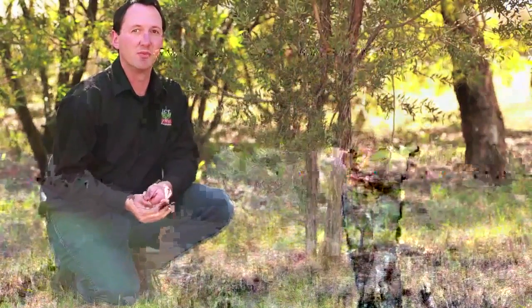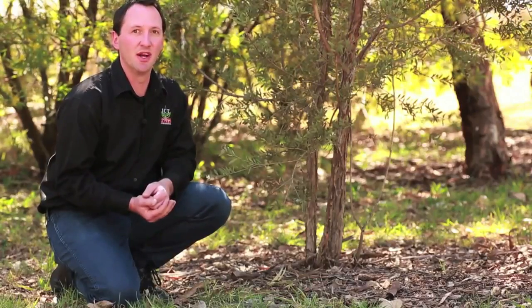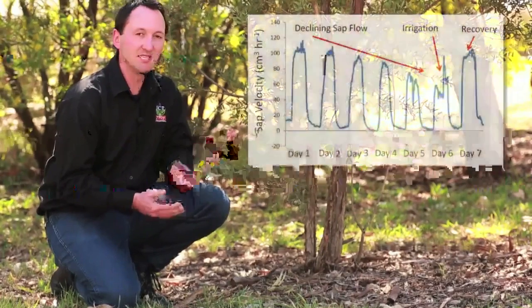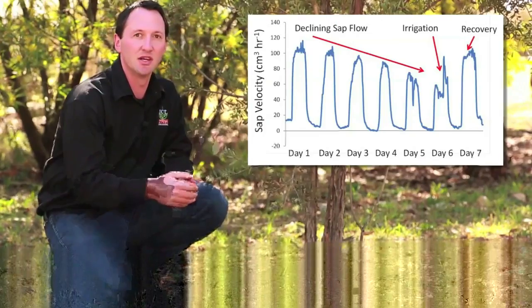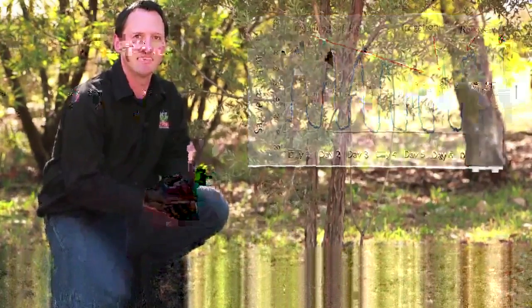If you do not water your plant, sap flow will also decline. Here is a data set over 7 days. You can see peak sap flow is declining because we haven't watered the plant. On the afternoon of the 6th day, we've given some water to the plant, and you can see straight away sap flow has increased. The next day, sap flow has returned back to what it was earlier in the week.